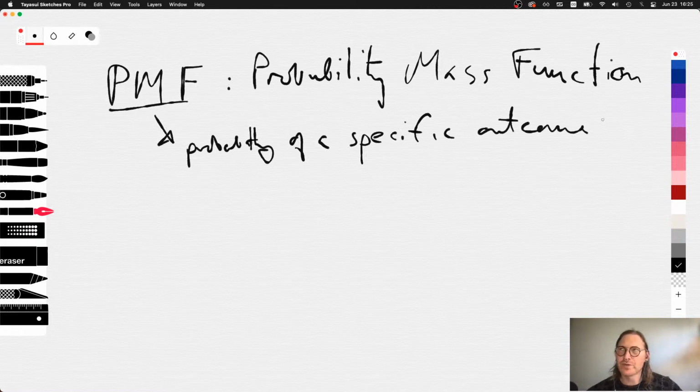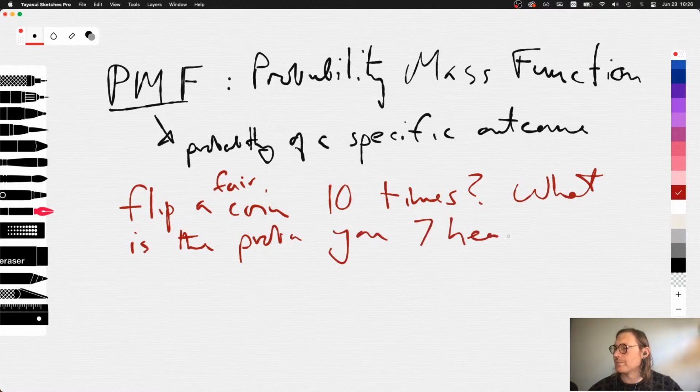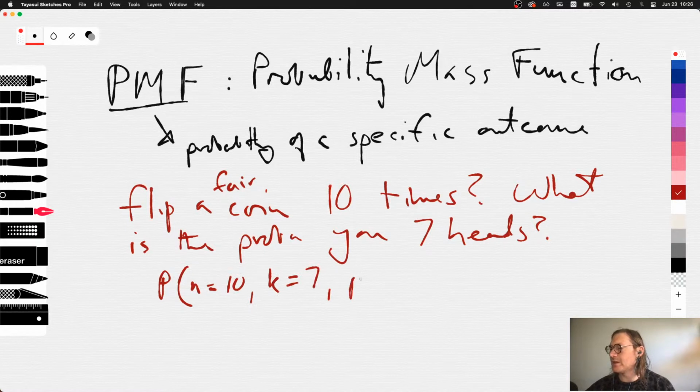And the way we might think about this in terms of binomial is, let's say you flip a coin 10 times. And this is a fair coin. What is the probability you get 7 heads, right? So if we're thinking about this function, the PMF might look like this. The probability in a binomial distribution where n is 10, k is 7, and p is 0.5. These are the three parameters for our binomial distribution.